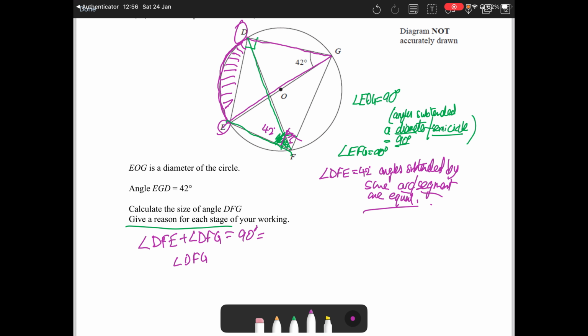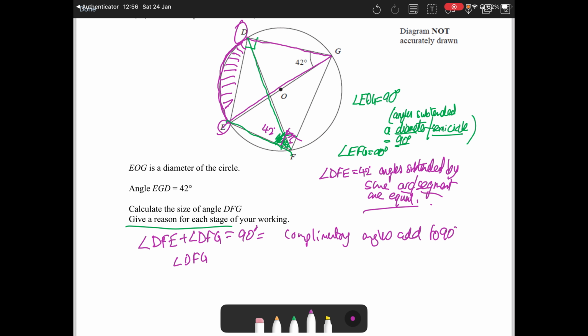Now, what's the reason? Is it complementary or supplementary angles? I always mix these up, the reasoning. Let me do a quick Google search. Oh my God, the reason I'm Googling it is I always mix those two up. Yeah, complementary angles is the reason. They add up to 90 degrees, don't they? So my reason is complementary. Add to 90 degrees.